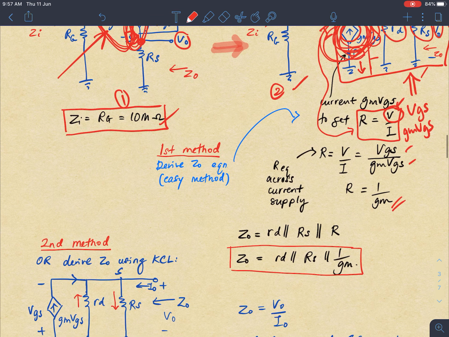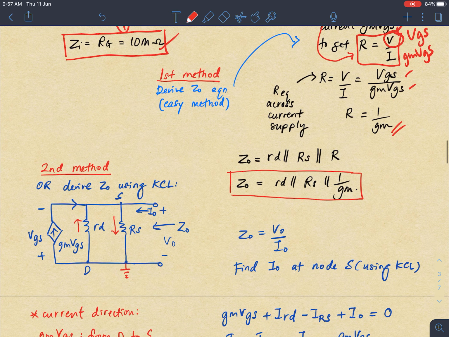So now this circuit becomes like this. If I visualize, this is the RD, this is the small RD, and this is 1 over gm. Okay, the R value. So you get this equation.